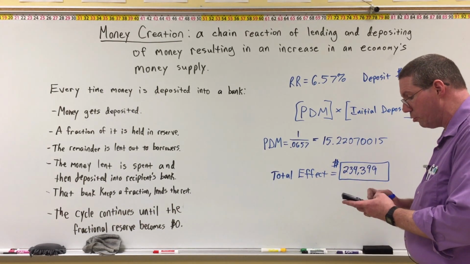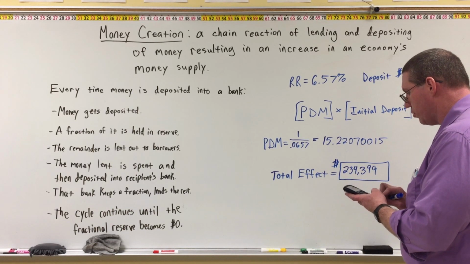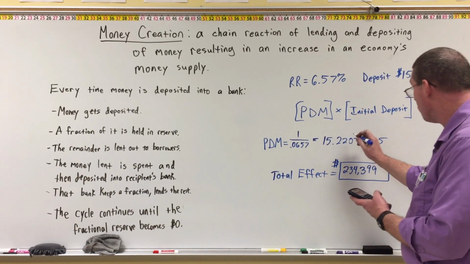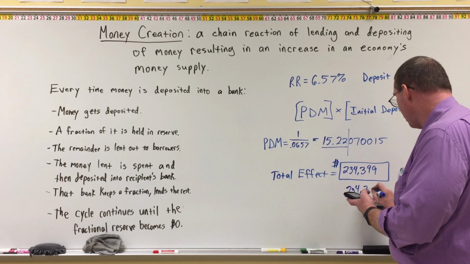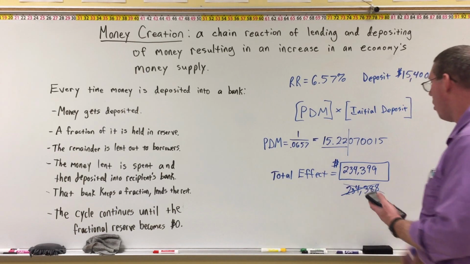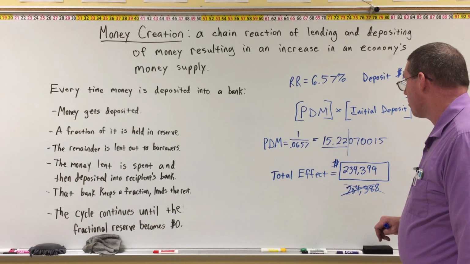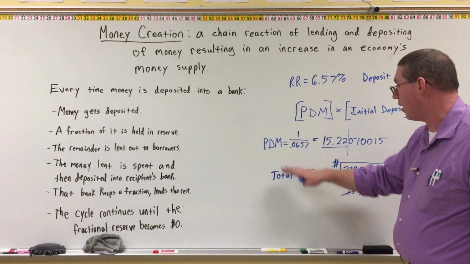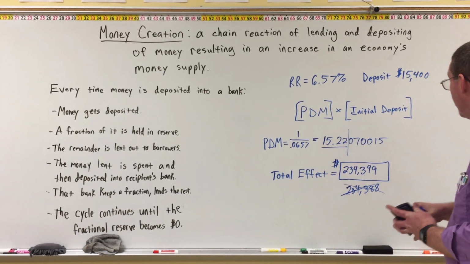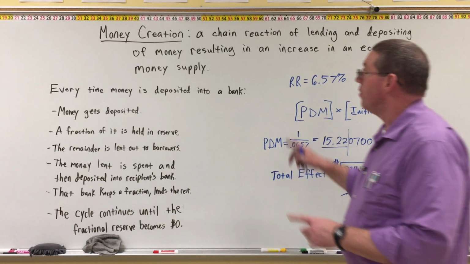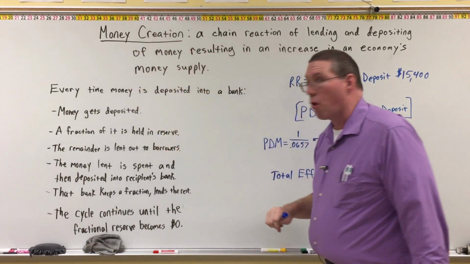Now if I had done 15.22, now it might be the same answer, but it might not be. Times 15,400. See, if I had rounded this here and only done this number times this, I would get 234,388, and that would be a wrong answer. Okay? So do not round a number until you get to the final answer. Okay? So that is how you calculate the total effect. Calculate the potential deposit multiplier first, then multiply that number by the initial deposit, and that's how we find the total effect on the money supply in the money creation process.